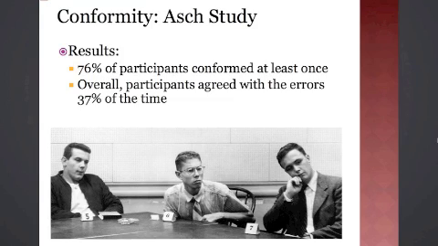Surprisingly, 76% of participants conformed at least once. So overall, they were agreeing about in the 40% range with these wrong answers. So that means that even for us, we will give the obviously wrong answer, more of the time than not, when we have the opportunity to conform to a group.